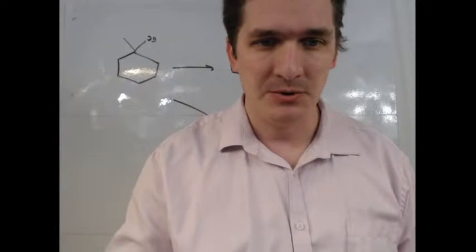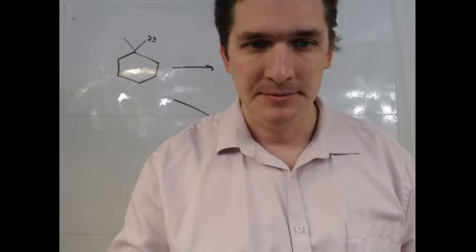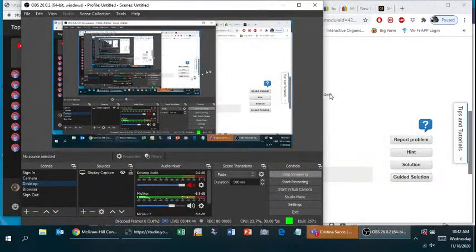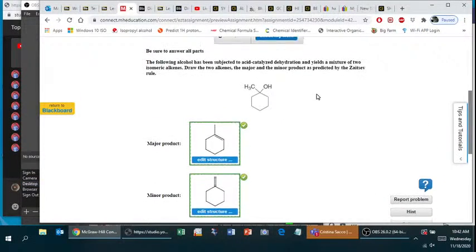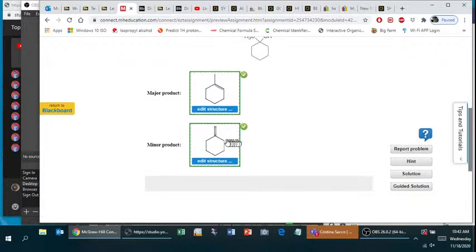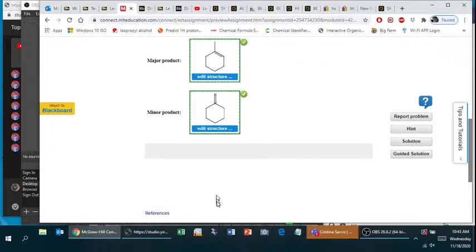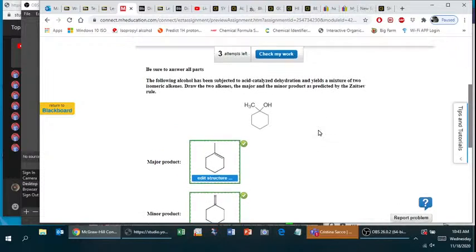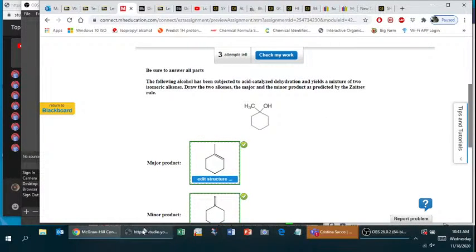So I'll share my desktop with you really quick. So there's your major product. You just have what you expect by Zaitsev's rule. When you do elimination, you eliminate to the most substituted carbon. You can get some of this minor product, particularly if you go to high temperatures, but it is very much a minor product. Zaitsev's rule says that we are not likely to extract from that particular group on the ring.